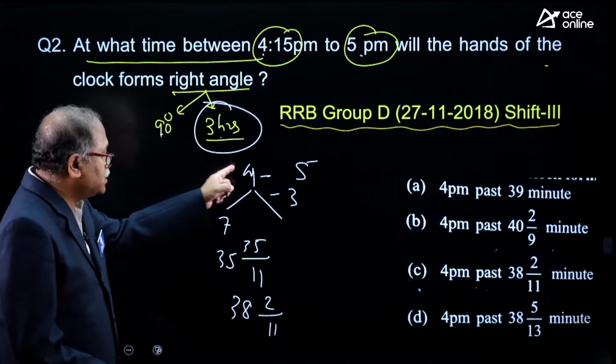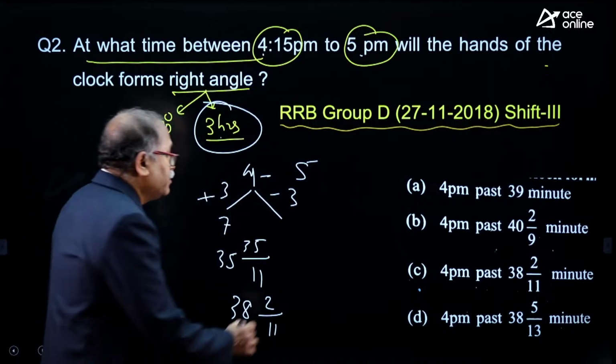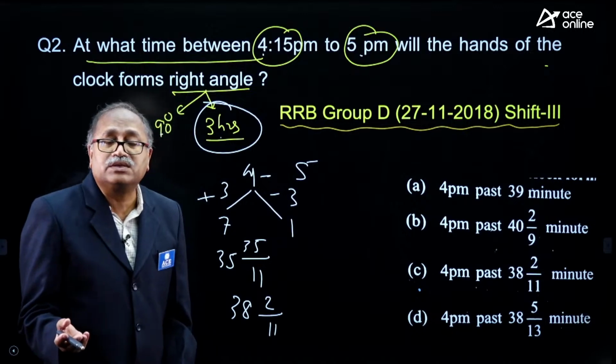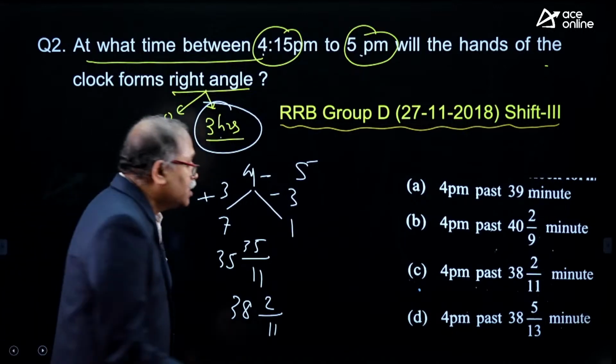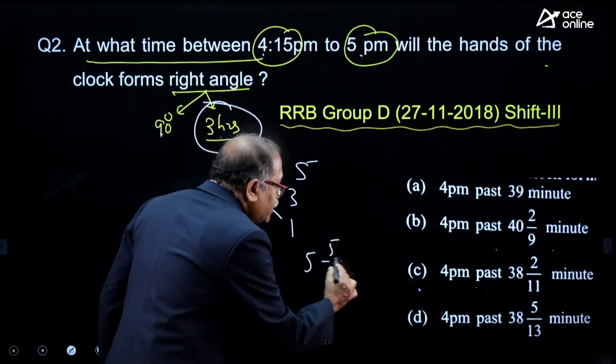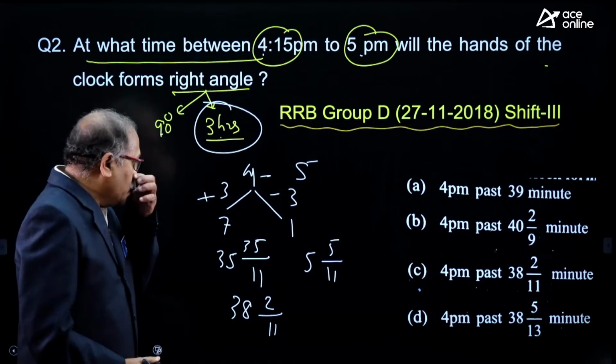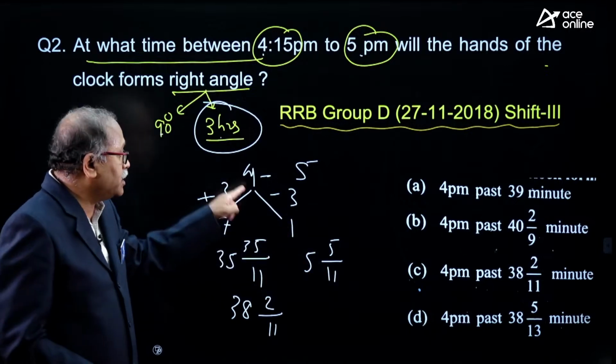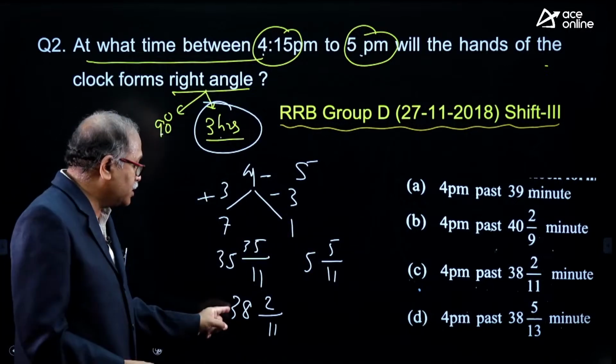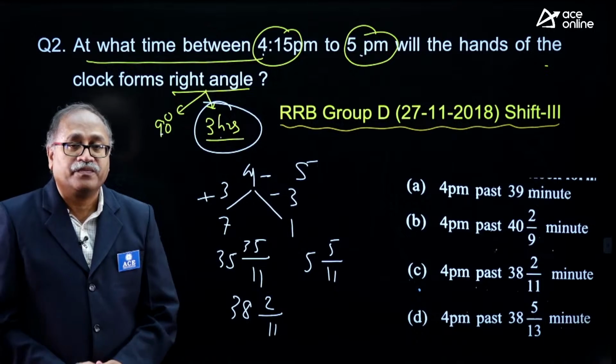And the second time is 4 minus 3, that's 1. And 1, how many minutes? 1 into 5, 5 minutes. So another one is 5 5 by 11. So the right angle will occur 2 times in 1 hour. One time is 5 5 by 11 minutes past 4. Another time is 38 2 by 11 minutes past 4.